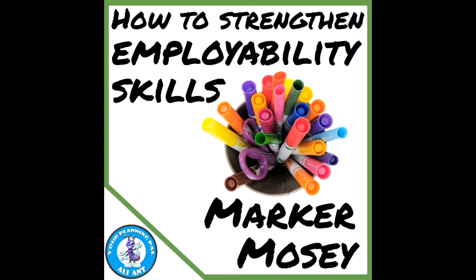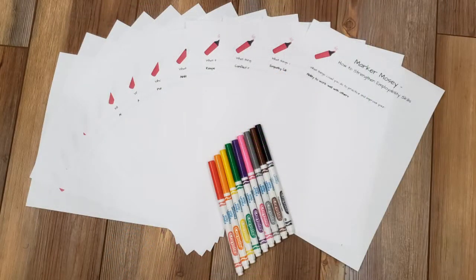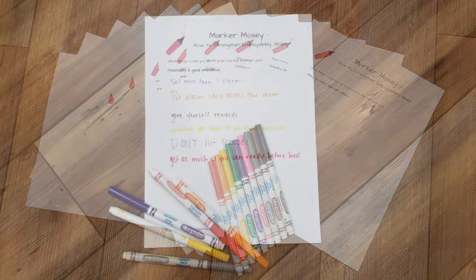Next, we do the marker Mosey, which I will link in the description below. For this activity, students get a fine tip marker and mosey around the room to different papers that have the various skills on them. It's a brainstorming session of sorts where they can come up with their own examples of how they could improve each skill, but I also encourage them to look up ideas if they'd like as well.